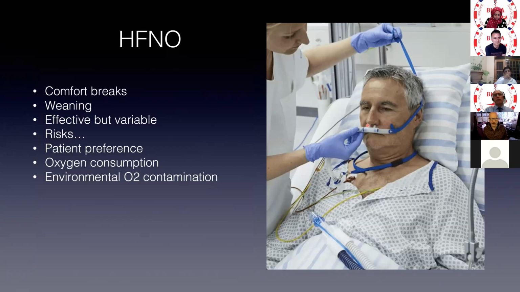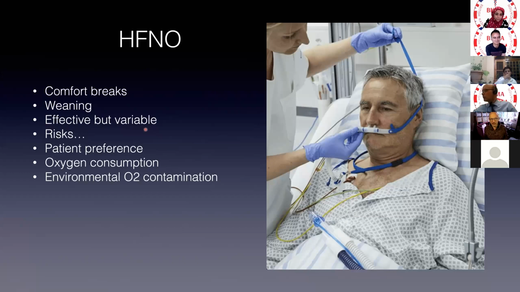Interesting to hear the comments about high flow nasal oxygen. Because both of our hospitals are reasonably old and our oxygen infrastructure is not amazing, we are limited to how much high flow we can use, because as you know, these will draw up to 50 litres a minute, and our ward areas struggle to cope with that level. We predominantly use high flow nasal for comfort breaks and then for weaning from CPAP. When it works, it's very effective, but it is quite variable, largely dependent on the patient keeping their mouth shut.